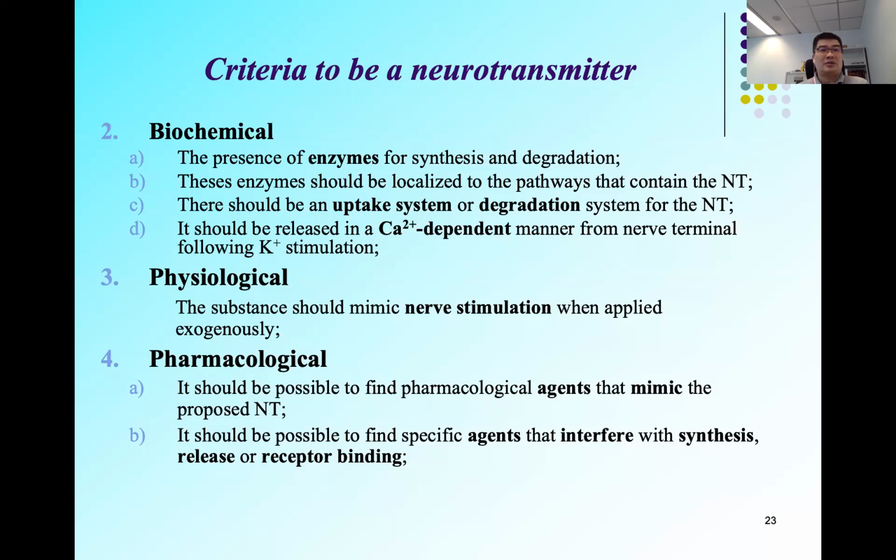Physiological, so the substance should mimic the nerve stimulation when applied exogenously. One of the examples we talked about, if you still remember, is the heart. The second receiving heart, the same acetylcholine coming from the first heart coming to the terminal, has the same physiological effect to slow down the heart pumping. Pharmacological is more like drugs or agents that can mimic the action of the proposed neurotransmitters.